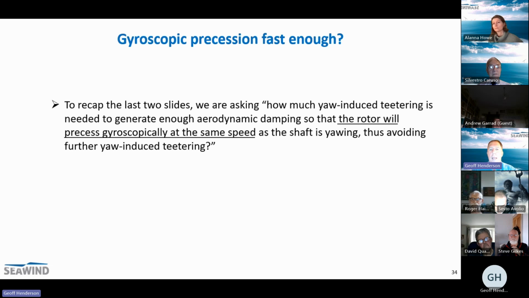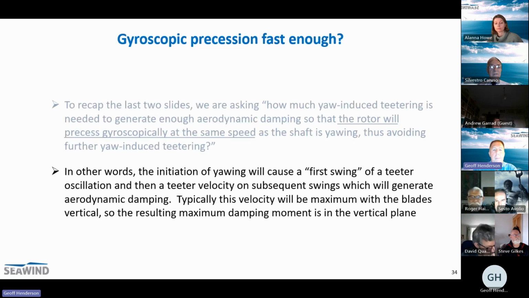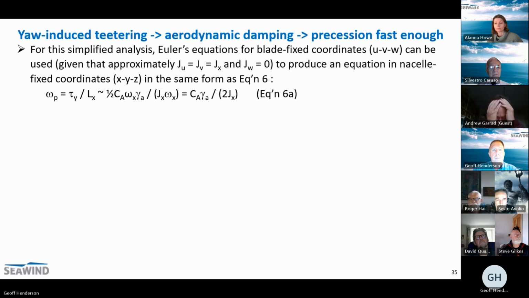To recap the last two slides, we're asking how much yaw-induced teetering is needed to generate enough aerodynamic damping so that the rotor will precess gyroscopically at the same speed as the shaft is yawing, thus avoiding further yaw-induced teetering. In other words, the initiation of yawing will cause the first swing of a teeter oscillation, and then a teeter velocity on subsequent swings, which will generate the aerodynamic damping. Typically it is a maximum with the blades vertical, so you've got a damping moment in the vertical plane. And the answer is that yes, it is fast enough.